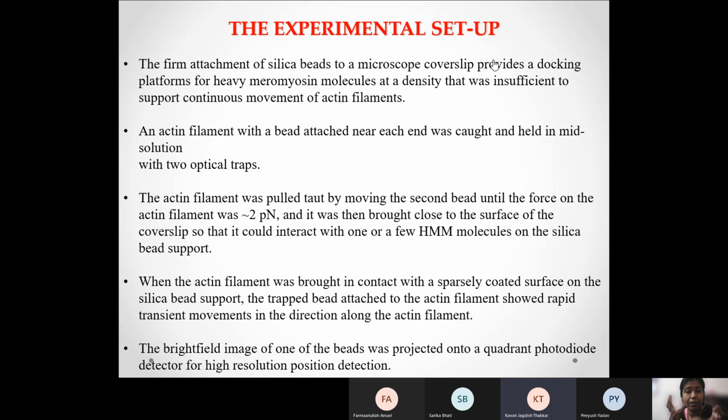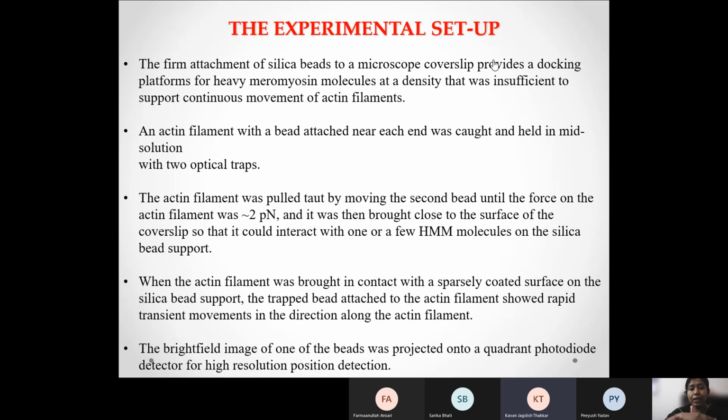So because you're not able to exactly put one heavy meromyosin on one bead, the idea is to coat a low amount of heavy meromyosin per bead. So bring down the number of heavy meromyosins per bead. So you bring down the amount of heavy meromyosin that you are trying to attach to the bead. If you have too many, then chances are that too many heavy meromyosins will be attached to one filament.